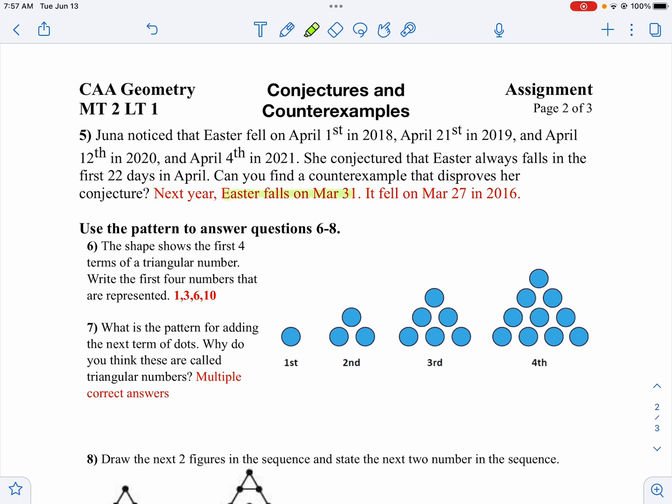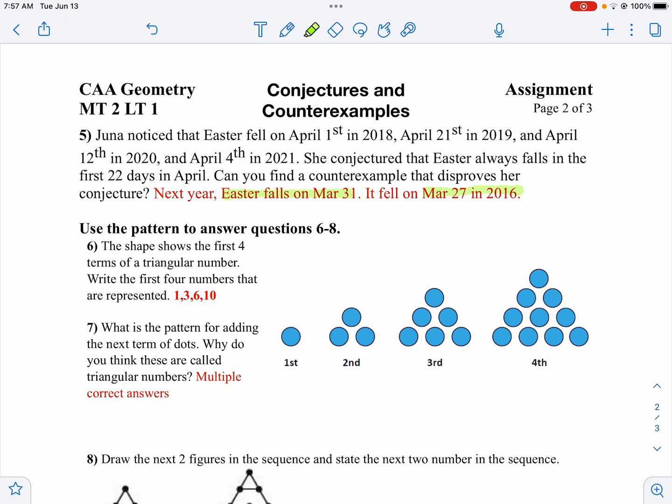And if you go back a few years, it fell on March 27th in 2016. So this year we're going to have a little bit more school after Easter break than coming straight back and just hitting it towards the end. There is a rule about when Easter is. I forgot what that is, but I'm sure you can look it up on the internet.